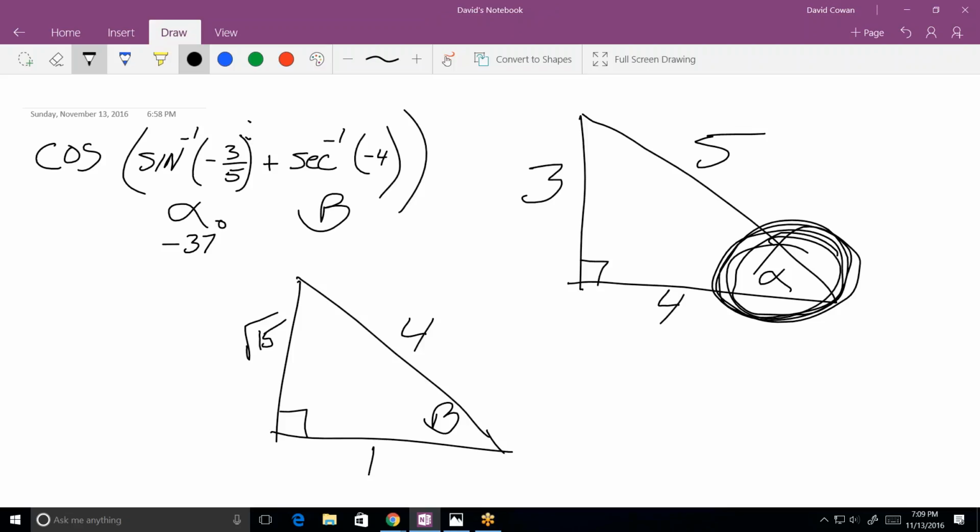Secant. Would it be in the second quadrant? Yes. In other words, it goes with cosine. It's the reciprocal of cosine. And when the inverse cosine is a negative number, you're talking second quadrant angle.